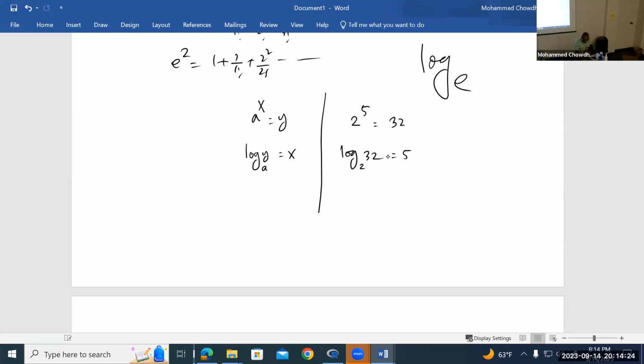Usually the base 10 log and the exponential base log are the ones used. This is the way our forefathers defined it. If you want to do a different log, suppose you want to do 3 to the power 4. 3 to the power 4 equals 81, right? So log base 3 of 81 equals 4. That is the log definition.